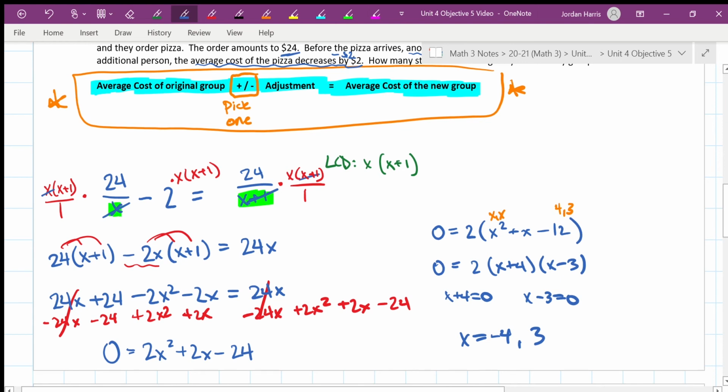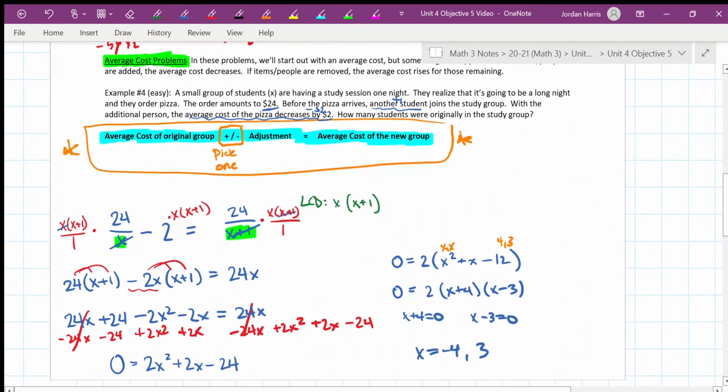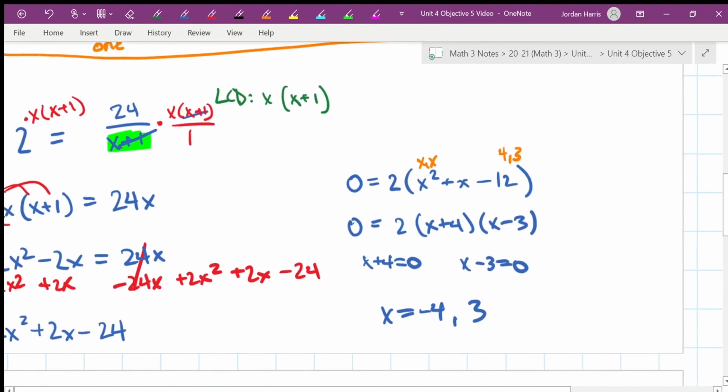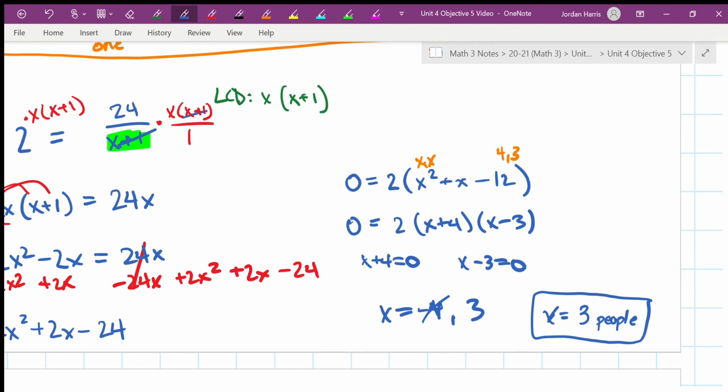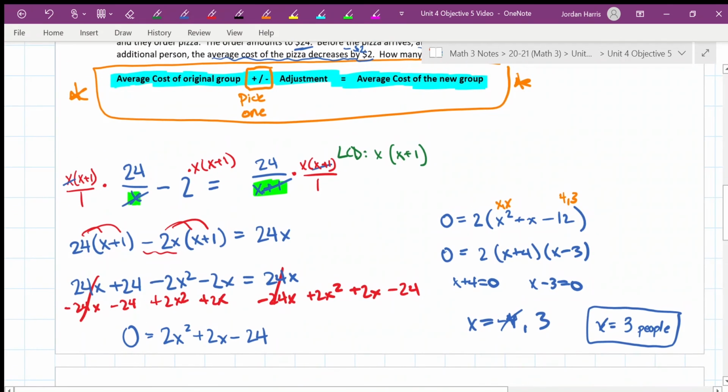2 solutions. Technically, we have to look at our excluded values. Our excluded values are 0 and negative 1. So those wouldn't work. But we also have another excluded value. What does x represent? Number of people. Can I have negative people? No. So we take out the negative. So x equals 3 people. It's how many students were in the original group? 3. How many students were in the new group? Well, we added 1, so it'd be 4. Okay, so we found that 3 people were in the original group.